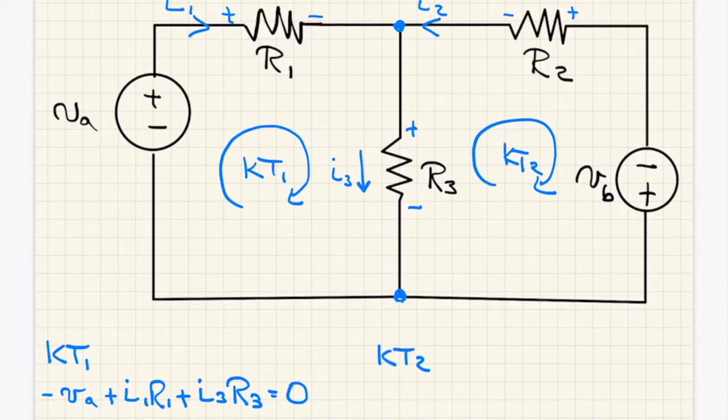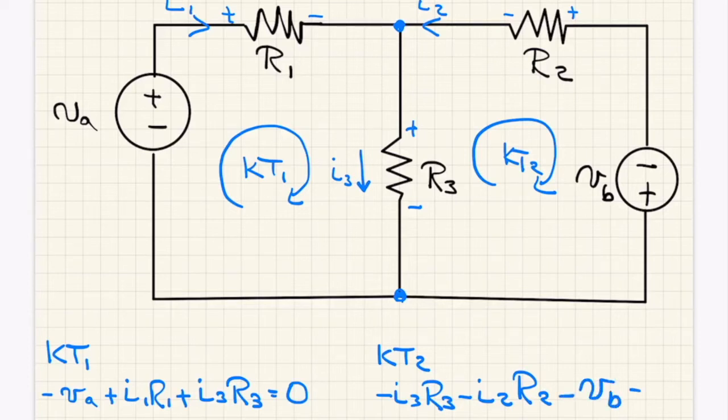I can do the same thing now for the second tour, which again I'll start from the lower left corner just because that seems reasonable. The current I3 is going through R3, but I'm encountering a negative sign, so I say minus I3 R3, and then I go across the top there, and once again I've got a minus sign, minus I2 times R2, and then if I follow down the right side I get another minus sign, minus VB, and that is equal to 0.